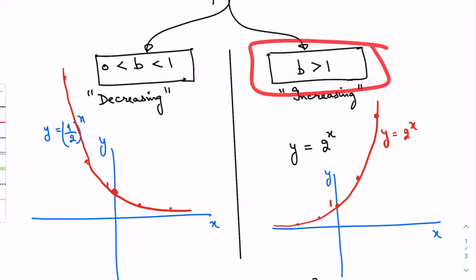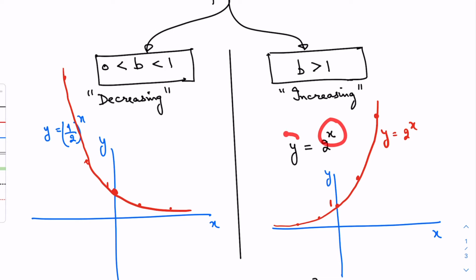So when bases are greater than 1, we can talk about 2 power x, and if we apply some inputs and collect the outputs, and we plot them and join them, we get an increasing curve. We can take any base greater than 1, we are going to get an increasing curve, and it will always pass through 0, 1. So it will have an intercept of 1. Every exponential curve has intercept 1.